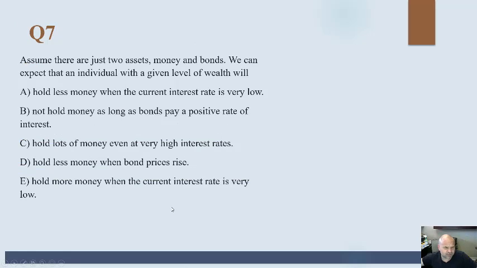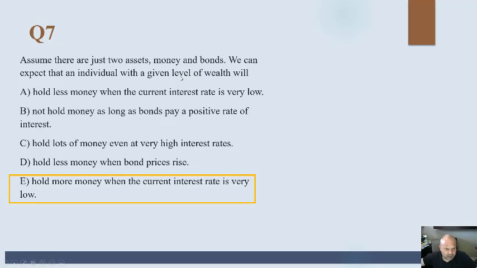If we assume there's just two assets, money and bonds, and that's the assumption we made when we looked at our simple money market model in the lecture, we can expect that an individual with a given level of wealth will, so hit pause and try and answer this question. Which of these responses is the best? Okay, well, the correct answer here is E. Hold more money than the current interest rate is very low.